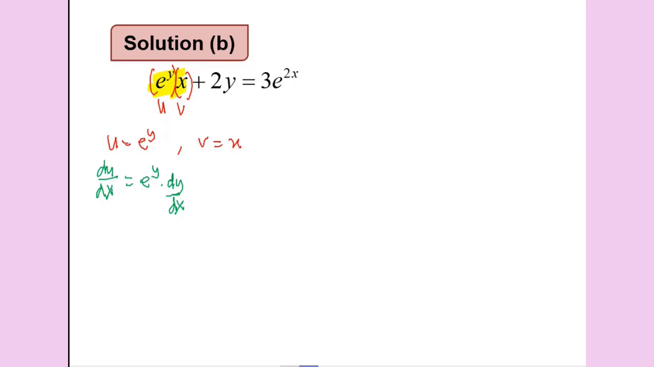And then for v, dv/dx is equal to 1. If it is too complicated, you can write u prime. So u prime, du/dx, is equal to e^y y prime. Like that it is easy. And then v prime is equal to 1, same, dv/dx is equal to 1. So always, if you are lazy to understand the concept, whenever you differentiate something involving y, you get y prime, dy/dx.